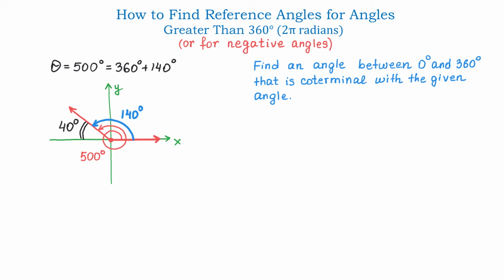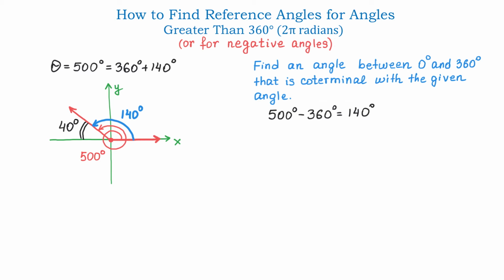To find coterminal angles, we just need to add or subtract 360 degrees as many times as we need. In our example, the angle measures 500 degrees. And because we need a coterminal angle that is between 0 and 360 degrees, then from this angle we will subtract 360 and we will get 140. So 500 minus 360 equals 140. And now this is a positive angle between 0 and 360 degrees, and it is located in quadrant 2.